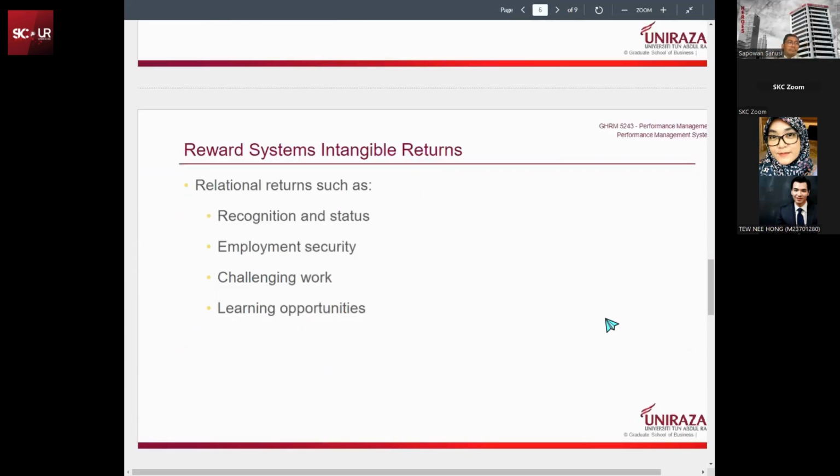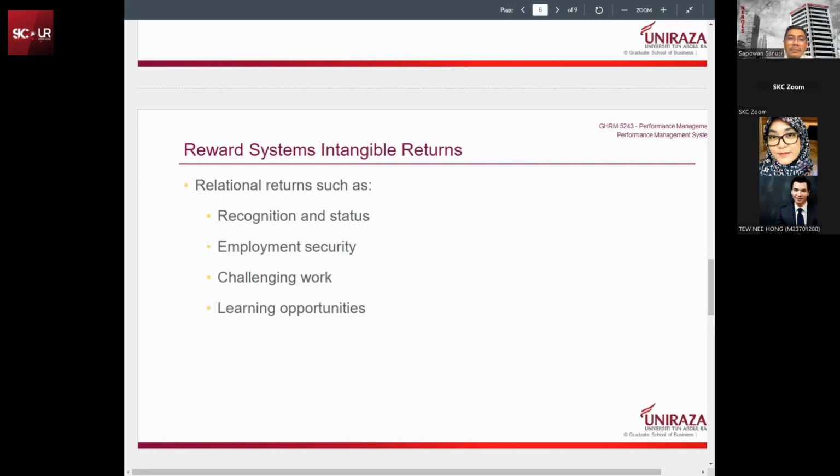And then reward system, which is intangible return. Relationships such as recognition, status, employment security, challenging work, and learning opportunity. Banyaklah certificates, reward, recognition award, time off, workplace flexibility, itulah lebih kepada peluang-peluang tersebut.